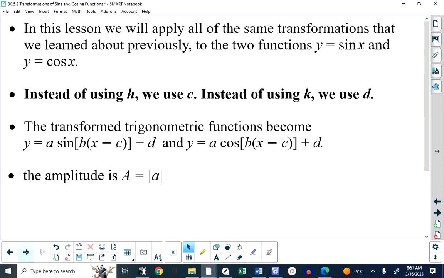Everything that we have learned about A, B, H, and K is still true about A, B, C, and D. Whatever H did, C does. Whatever K did, D does. We learned yesterday that the amplitude is found by looking at the parameter A. It's the absolute value of A. The period is connected to the absolute value of B. We use the absolute value here in that period statement because a period is always an amount. It's never a negative number. So if B is negative, you don't want to figure out the period as a negative.